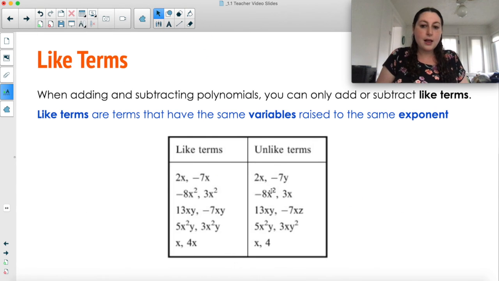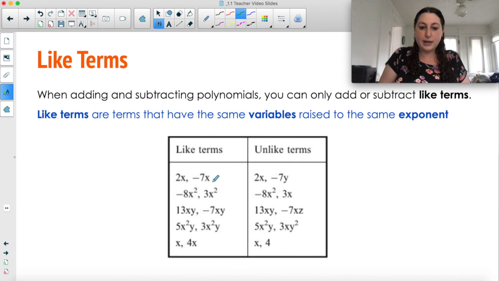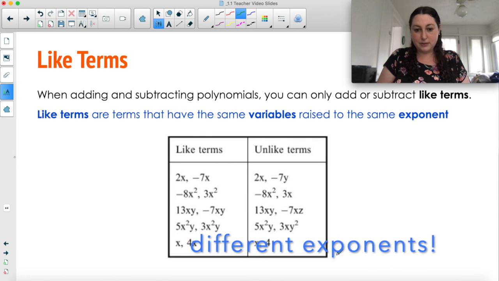And lastly, like terms. The next step is going to be adding and subtracting polynomials, but you can only add and subtract like terms. Like terms have the same variable raised to the same exponent. For example, 2x, -7x. They both have an x, and they're both raised to the invisible 1 power, right? These would not be like terms, 2x and -7y, because they're different variables. Same idea as x squared, like terms, not like terms.